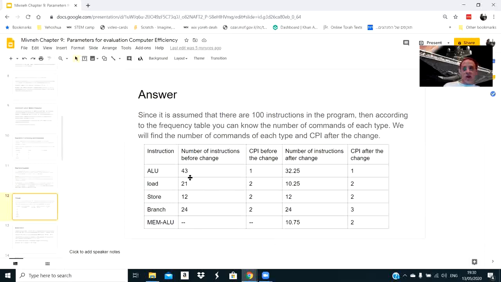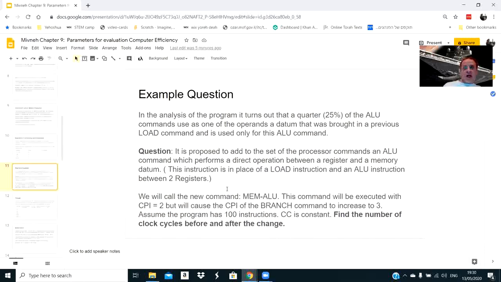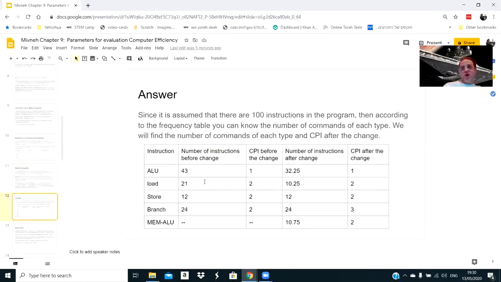So now we want to calculate the clock cycles. How many cycles are we going to have for this program? Well, it's very simple. 43 times 1 plus 21 times 2 plus 12 times 2 plus 24 times 2. All those together, that's the total number of cycles. How many am I going to have here? Very simple. 32.25 times 1, 10 and so on, all these numbers times their cycles, and I'm going to get the total. And then see which one is worse.